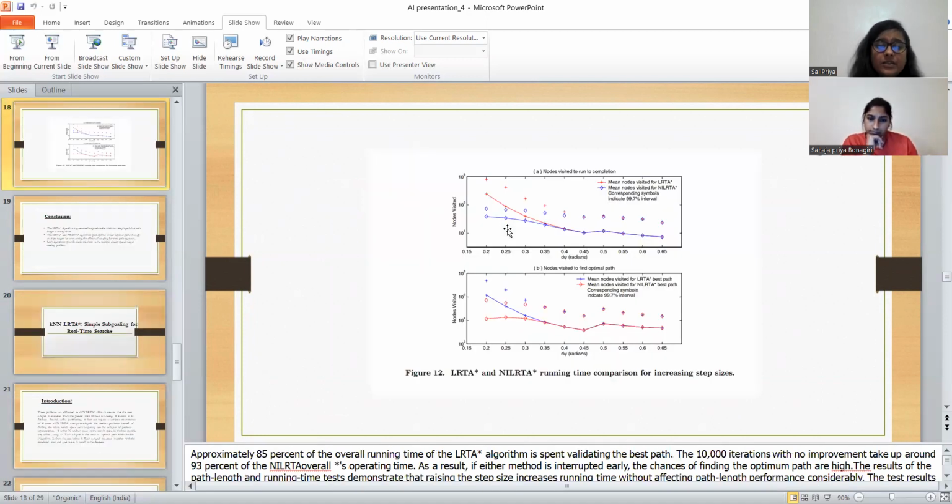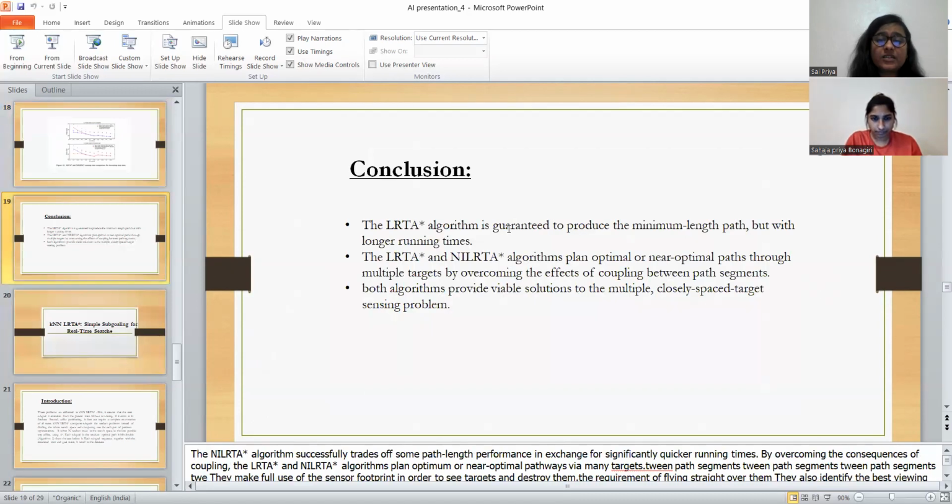And coming to these NRTA and increasing comparison systems like both algorithms in 10,000 iterations, no improvement taken around 93 percent of overall operating systems. This conclusion, like in both algorithms is optimal or near optimal path through both algorithms, like a solution to multiple and closely speed target and sensing algorithms. So the minimal length path is produced at the same, longer runtimes.